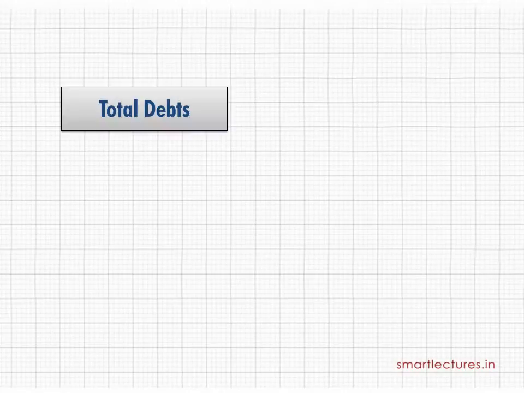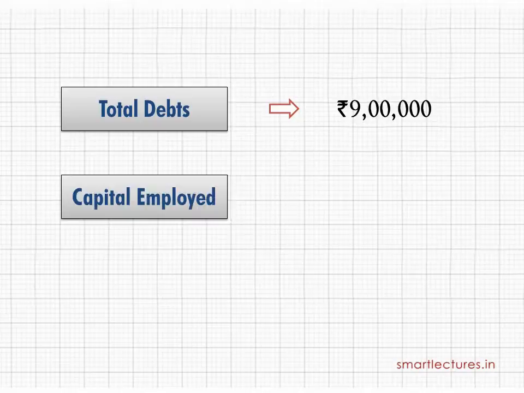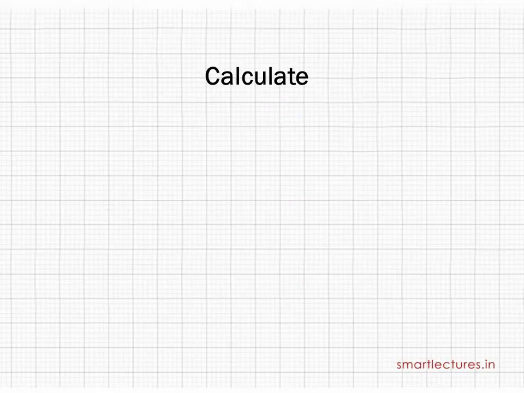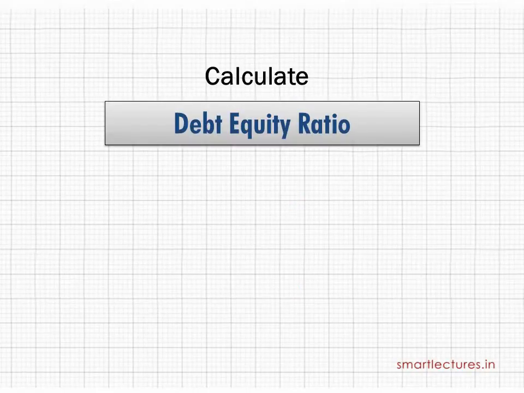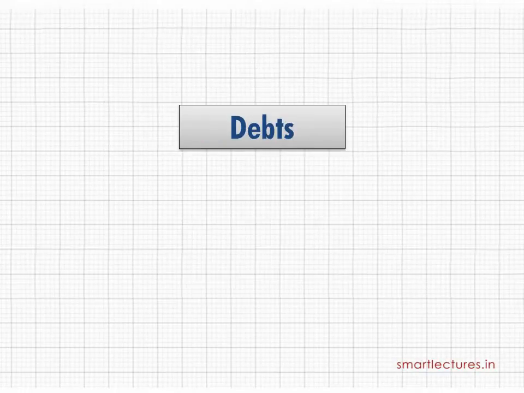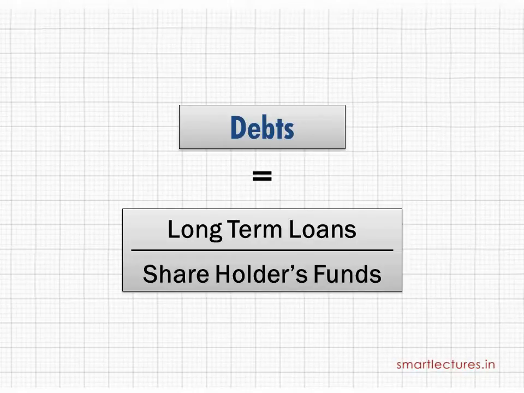Suppose total debts are rupees 9 lakhs, capital employed is equal to 12 lakh rupees, current liability is equal to 1 lakh rupees. Calculate debt equity ratio. You know, debt equity ratio is equal to debts upon equity. Debts means long-term loans upon shareholders' funds.